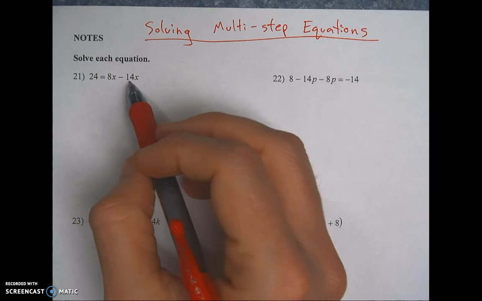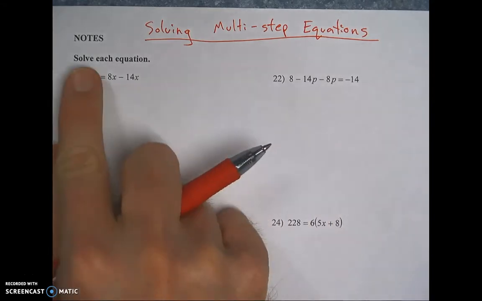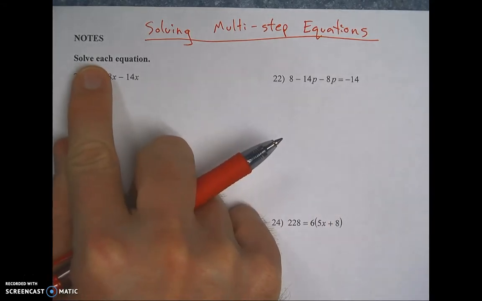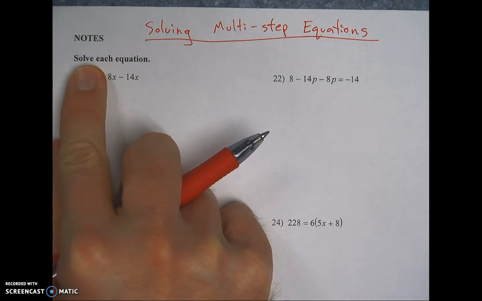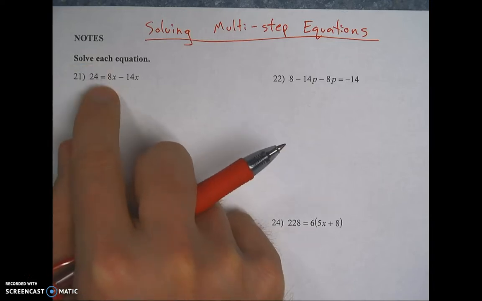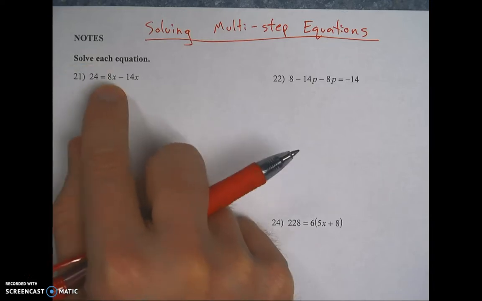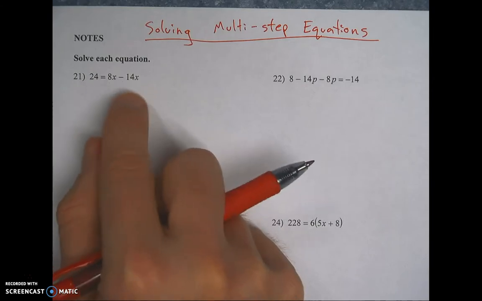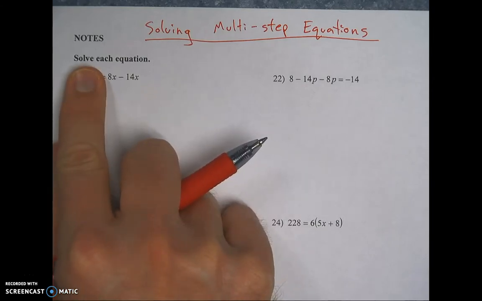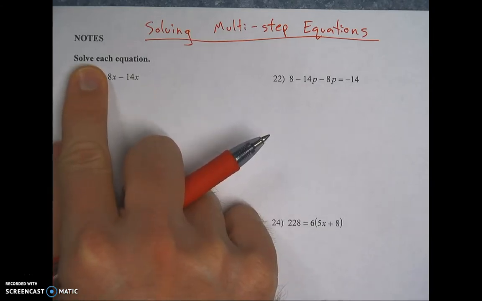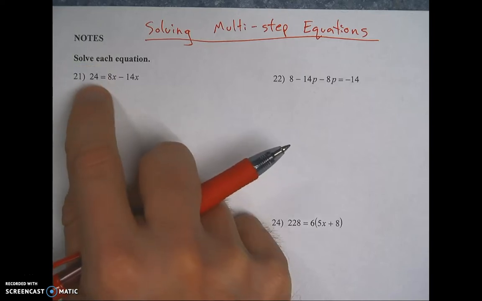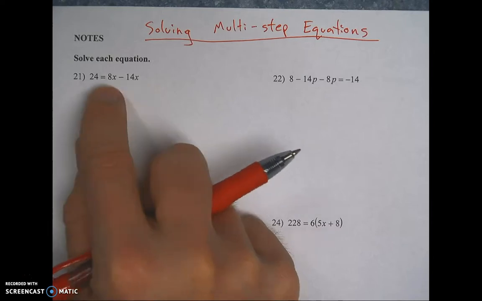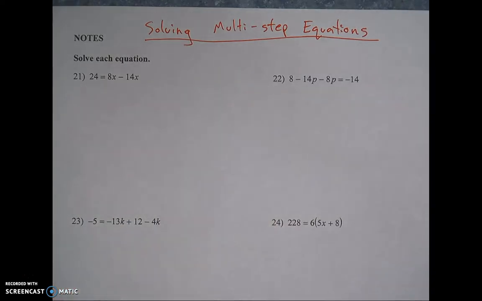8x minus 14x is an expression. If there's no equals 24, then you can't tell me what x is. We don't know. So 8 times something minus 14 times something. We need to know, well, what does that equal? Once we know it equals 24, now we can go back and figure out, all right, what did we multiply by? So without the equal sign, it's just an expression, and there's no way to solve for x. But once we add the equal sign and we know what this expression is equal to, we can figure out what the value of the variable is.